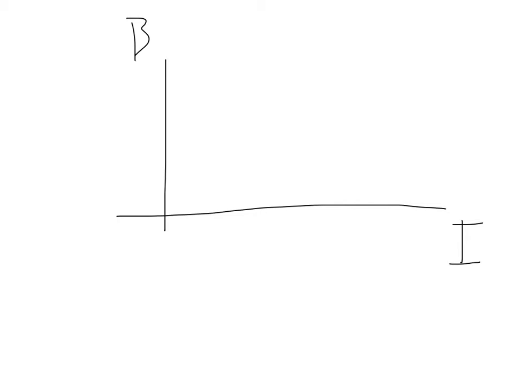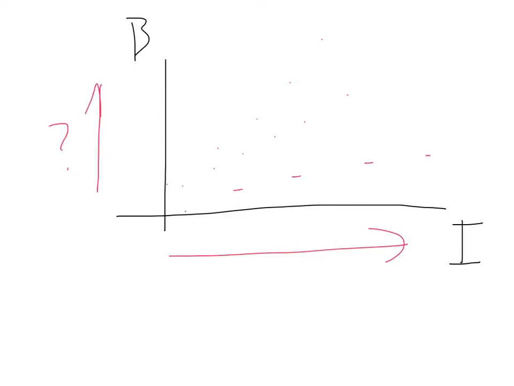I'll have you think about that. What sort of a function should the plot look like for a coil? As you increase the current, what's going to happen to the magnetic field? What is that relationship? Is it going to be linear, or is it going to be something else? What do you think? I think you'll see when you actually graph it.